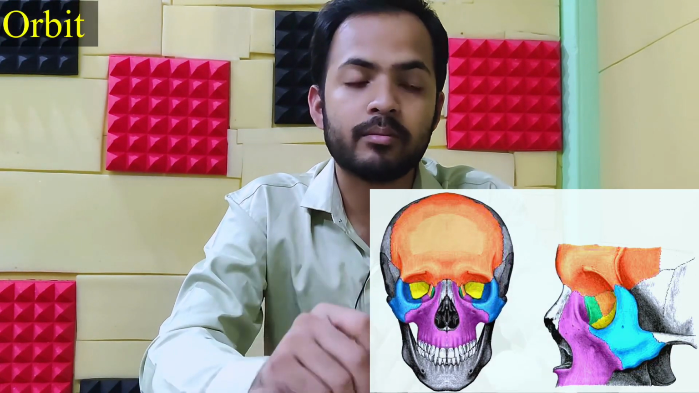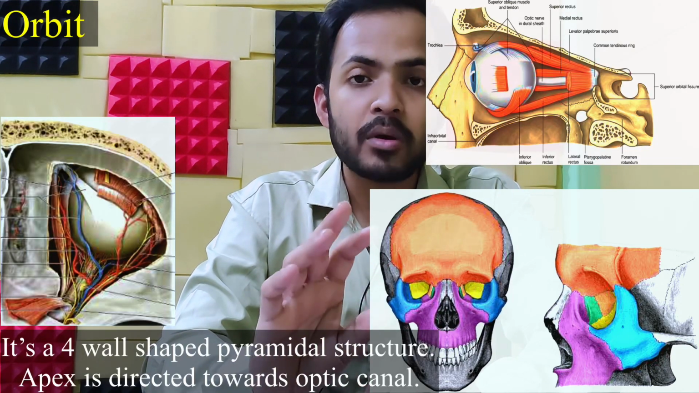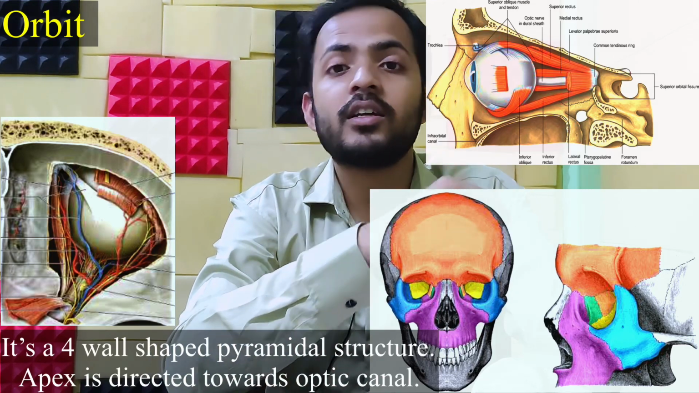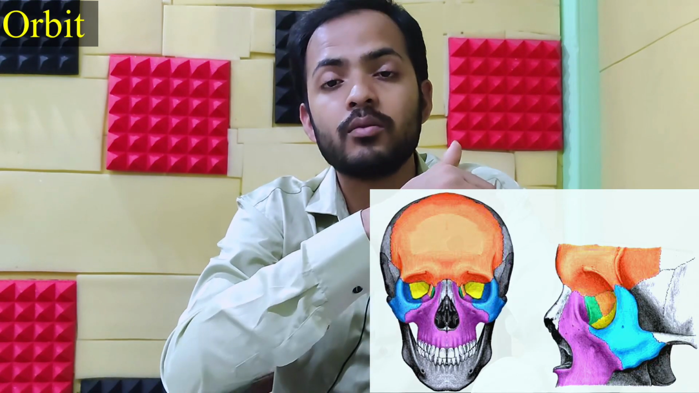First of all, the orbit, as you can see in this photo. It's a four-walled pyramidal structure and the apex is directed towards the optic canal. You know already about the optic canal, as I told you in my earlier videos. The boundary of this orbit, as I said, has four walls. So basically, common sense, you're going to find the roof.